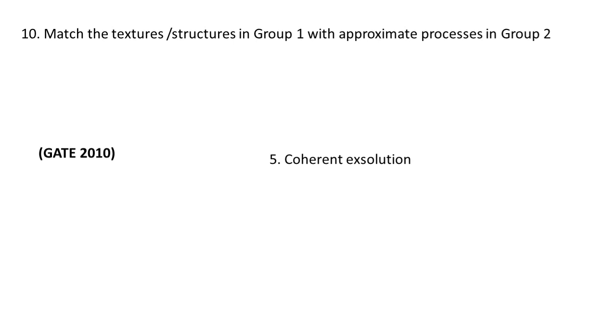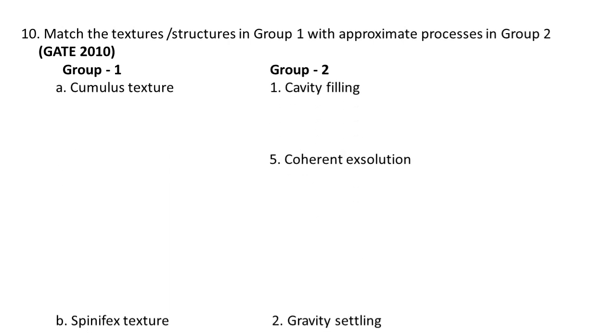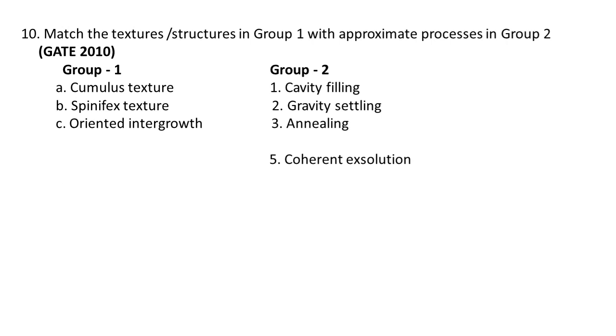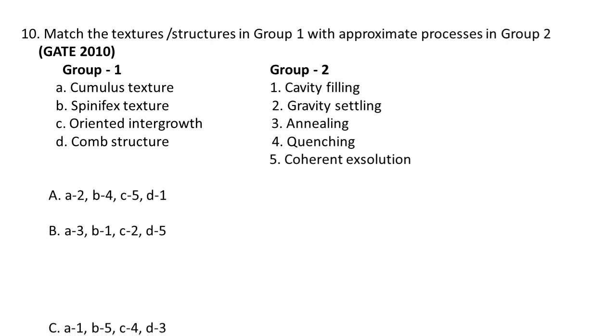So, match the textures or structures in group 1 with the appropriate processes in group 2. Here in group 1, the textures like cumulus texture, spinifex texture, oriented intergrowth and comb structure are given, and in group 2 cavity filling, gravity settling, annealing, quenching, coherent exsolution are given. So, the options are given as A, B, C, D.